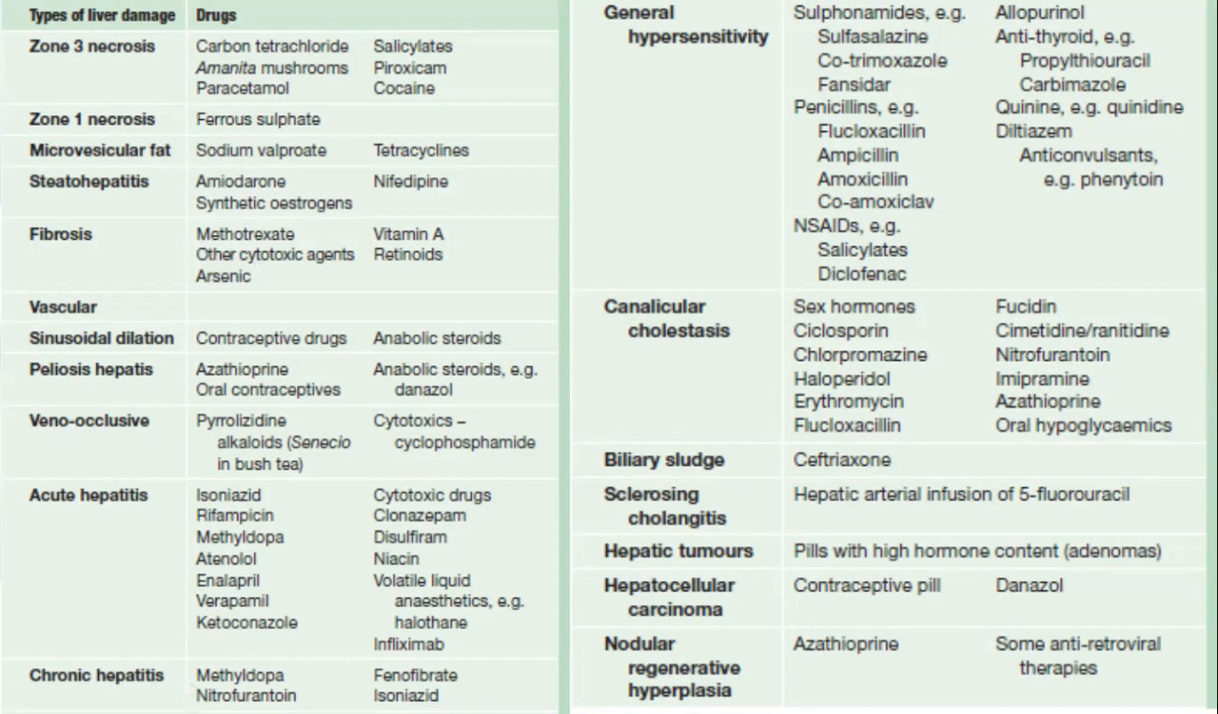Fibrosis, like methotrexate, a chemotherapy and DMARD, disease modifying anti-rheumatic drug. Vitamin A, retinoids, the ones used to treat acne. Arsenic. Sinusoidal dilatation, contraceptive pills, and anabolic steroids. Hepatitis, azathioprine, an immunosuppressant. Veno-occlusive disease, like cyclophosphamide. Acute hepatitis, isoniazid, rifampicin, methyldopa, atenolol, enalapril, verapamil, ketoconazole, an antifungal, cytotoxic drugs, clonazepam. Chronic hepatitis, methyldopa, fenofibrate, and so on.